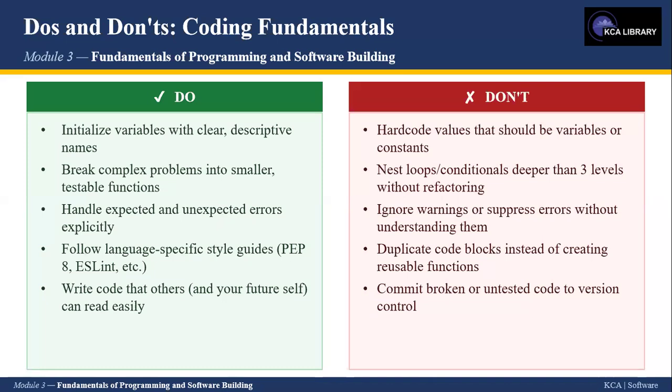For the don'ts, do not hardcode values that should be constant. Do not nest loops or conditionals deeper than three levels. It makes the code unreadable. Never duplicate code when you can create a function, and never ever commit broken or untested code to your main repository.